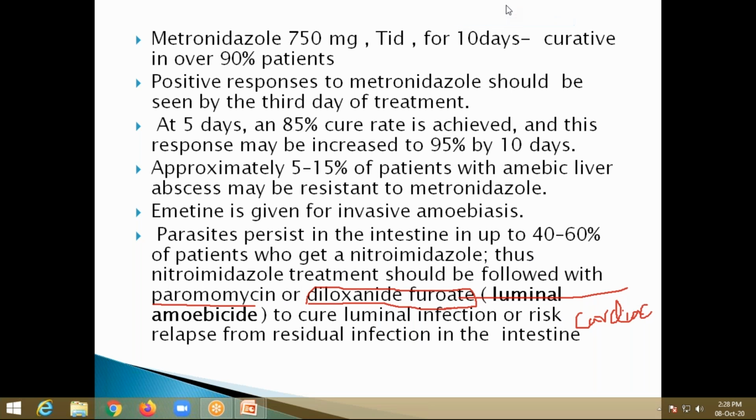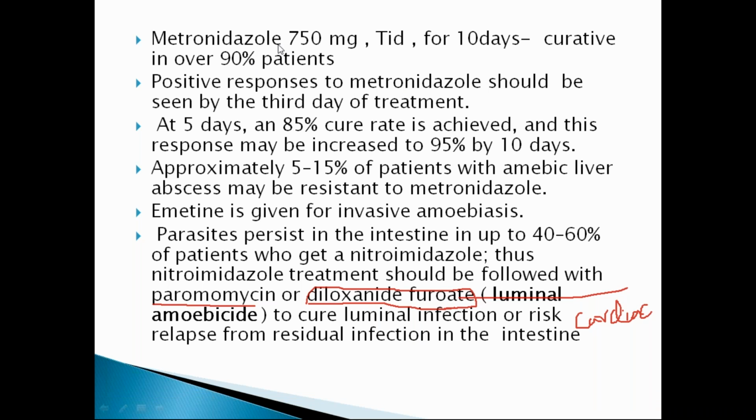So by doing the luminal clearance, the risk of recurrence is also reduced. Okay. So metronidazole 800 mg TID for 14 days, not 10, it is not correct. 14 days will be given. At 5 days, 85% cure is achieved and response increases to 95% by 10 days. Approximately 15% are resistant to metronidazole. The reasons are multiple. One, maybe a deep infection is there, or drug penetration is not effective, etc.